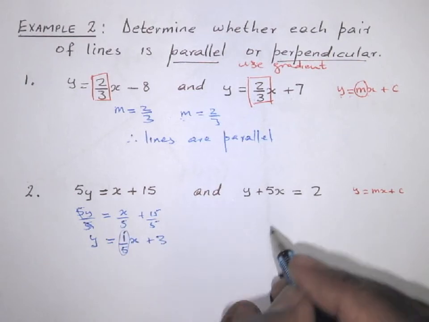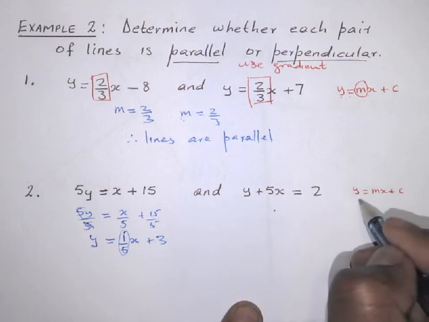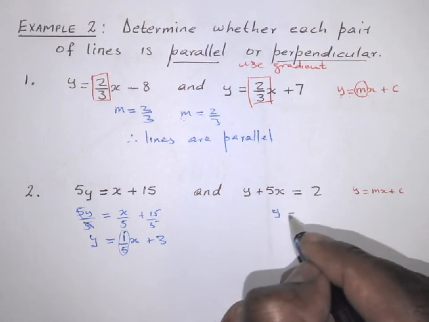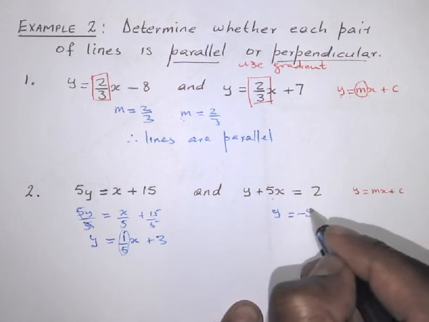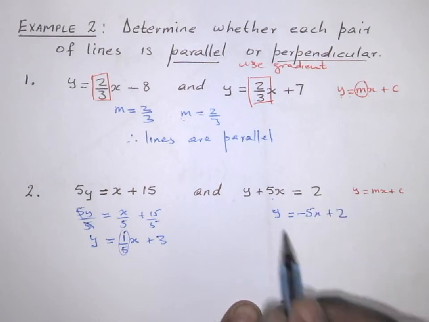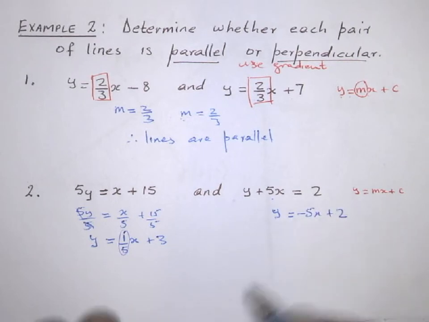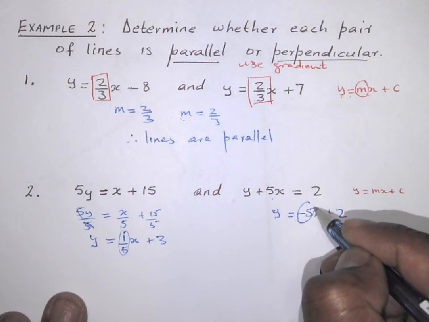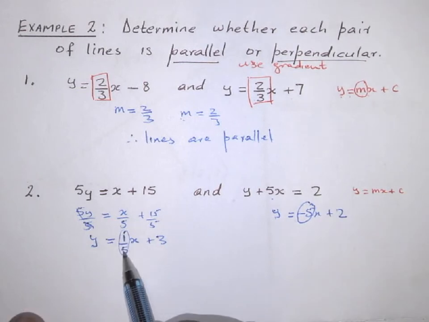Come to this one. This will be solve for y in this format here. So I'll have y is equal to, take this across, minus 5x, then plus 2. So y is equal to minus 5x plus 2. Now check, the gradient here is minus 5. The gradient here is 1 over 5.